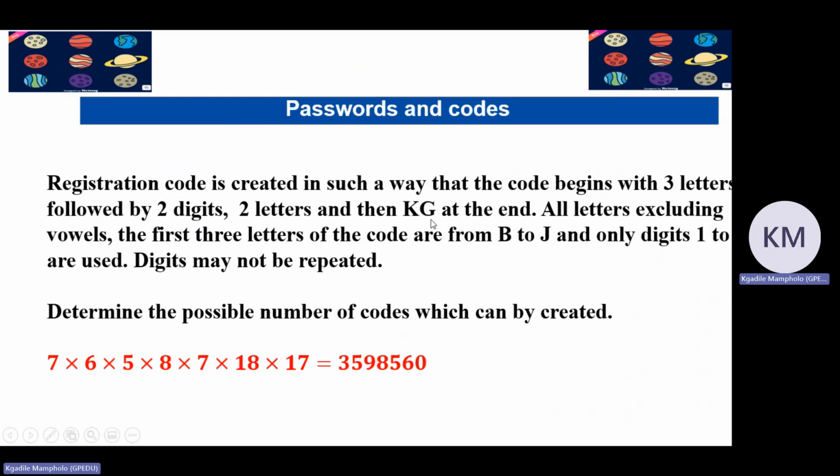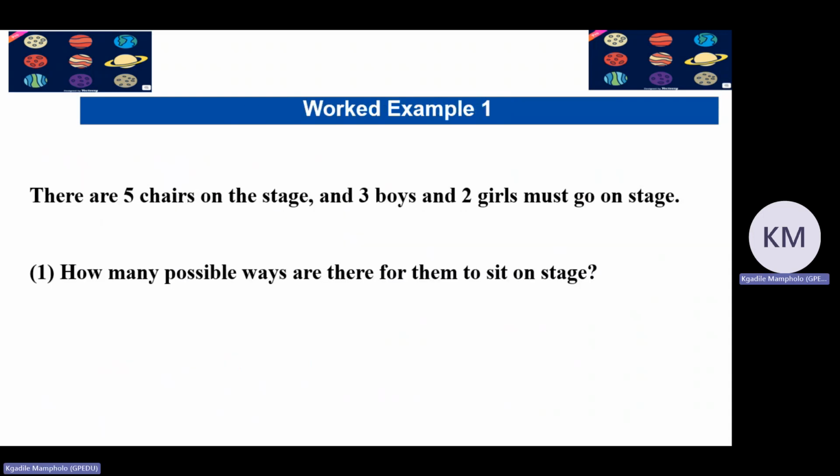So in the statement, let's remove kg, and also let's add that both digits and letters are not repeated. Because if they are repeated, it will be 777 here. But now if we say they are not repeated, so for us not to change our answer, let's remove the kg, and also let's add that digits and letters may not be repeated. Worked example 1. Here I just took this from past papers.